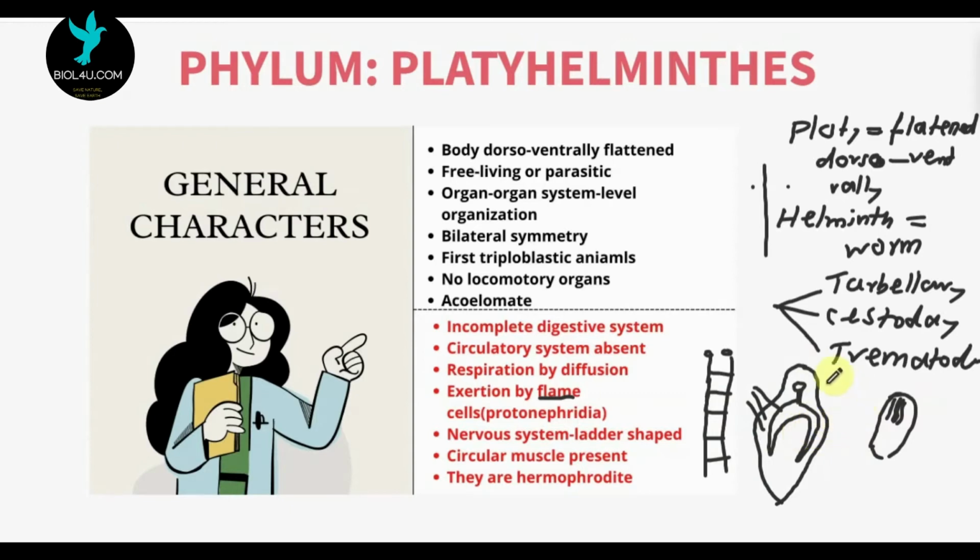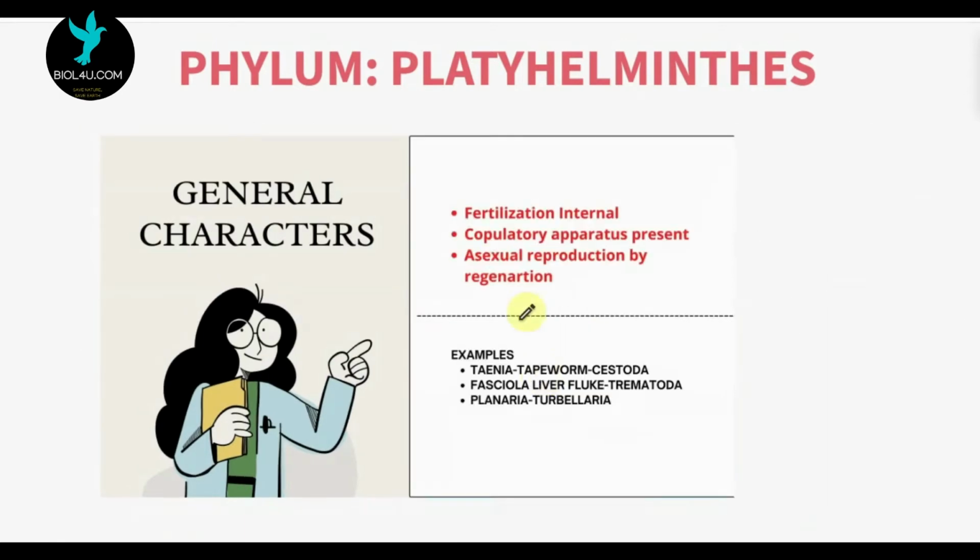Okay. And concerned with reproduction, it is a hermaphrodite animal because both male and female sex organs are present in the same animal, that is known as a hermaphrodite, or bisexual animal. So we already explained some of the characters of this Platyhelminthes. And another very important character in this phylum is the fertilization. The fertilization takes place internally because both sex organs are present in the same animal, and internal fertilization takes place.